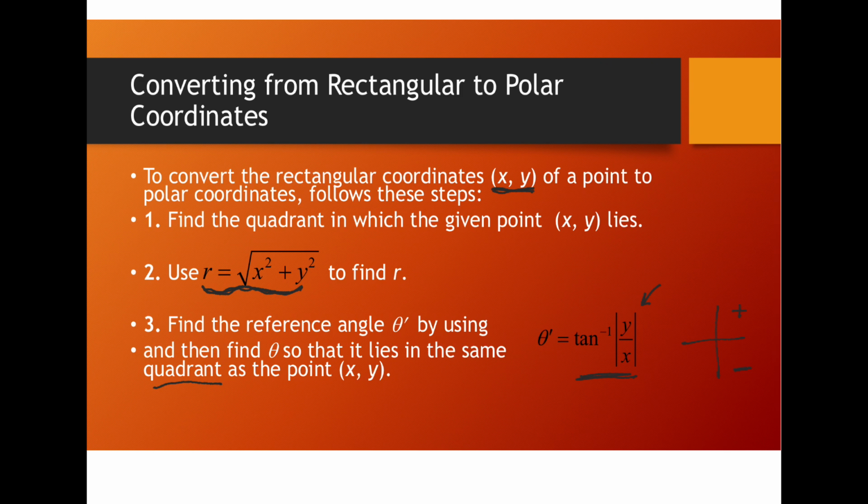Because tangent is negative in both the second and the fourth quadrants, but like sine, we're only going to go from negative pi over 2 to positive pi over 2 in describing the outcome of an arctan. And so really we just want to reference it to the first quadrant and then build upon that. So let's take a look here at an example.